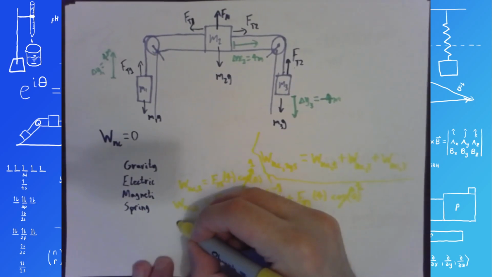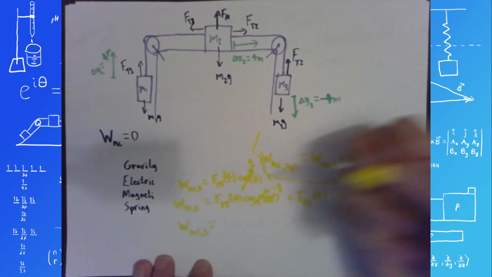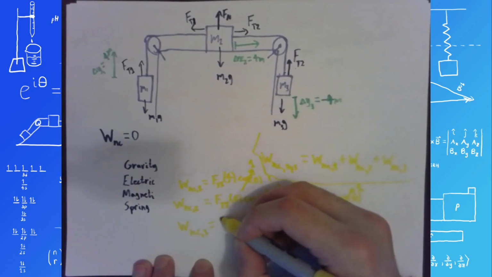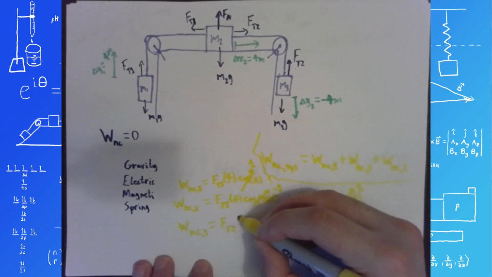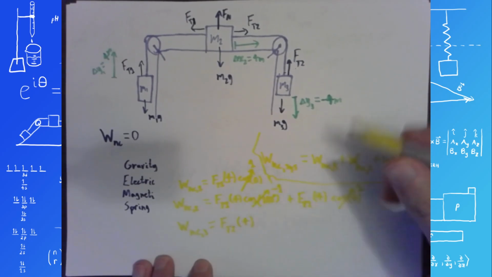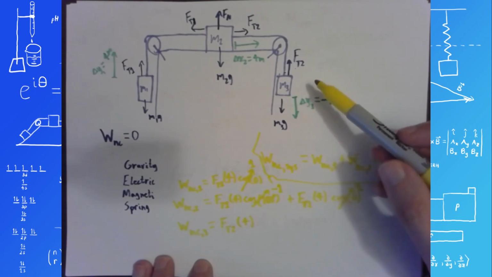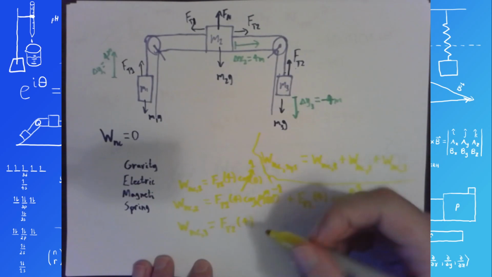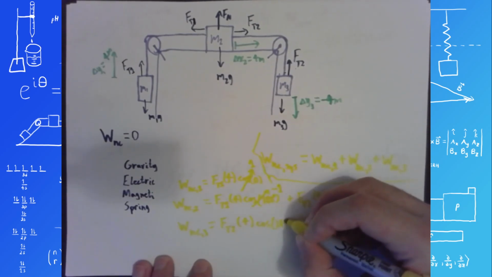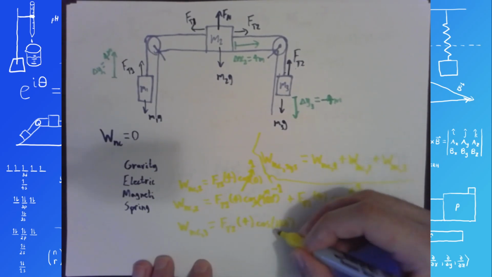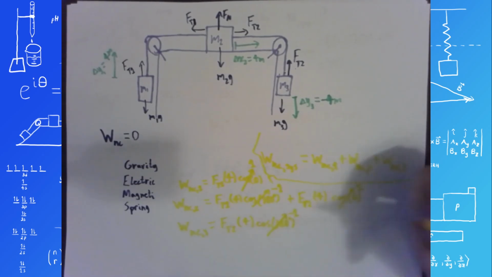Anyway, work non-conservative on object 3 remains to be calculated, so that's going to be force of tension 2 times the magnitude of the displacement, 4 meters again, and the directions are up versus down. That's a 180 degree angle between those two directions, cosine of 180 degrees. That's going to give us a -1.